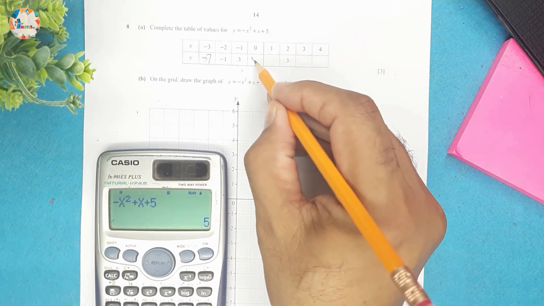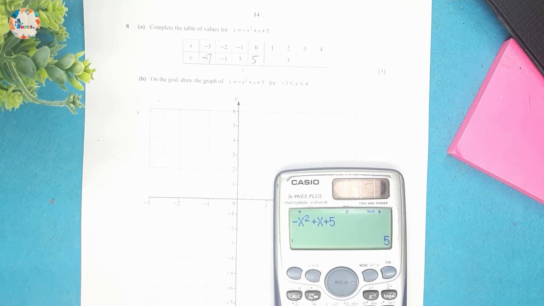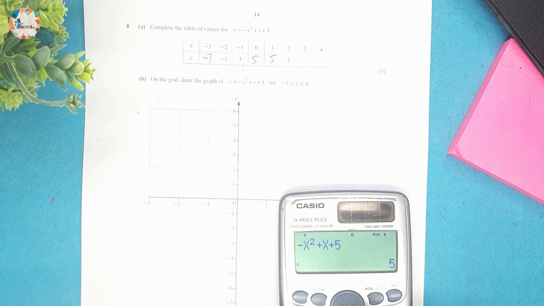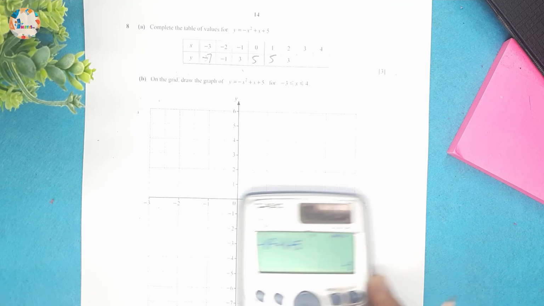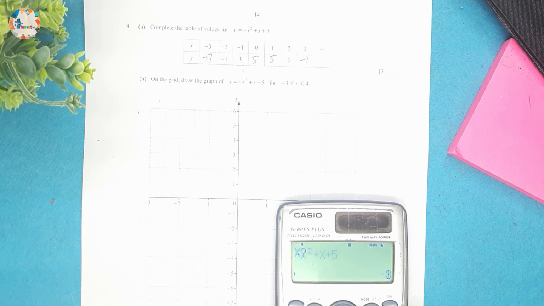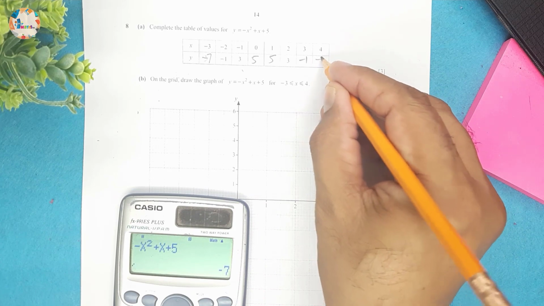Now x is equal to 0, calculate for x is equal to 0 and this will be equal to 5. So this one will be 5. Now x is equal to 1, calculate for x is equal to 1 and this is 5 again, and calculate for x is equal to 3, this is -1. Then calculate for x is equal to 4 and this is giving -7.